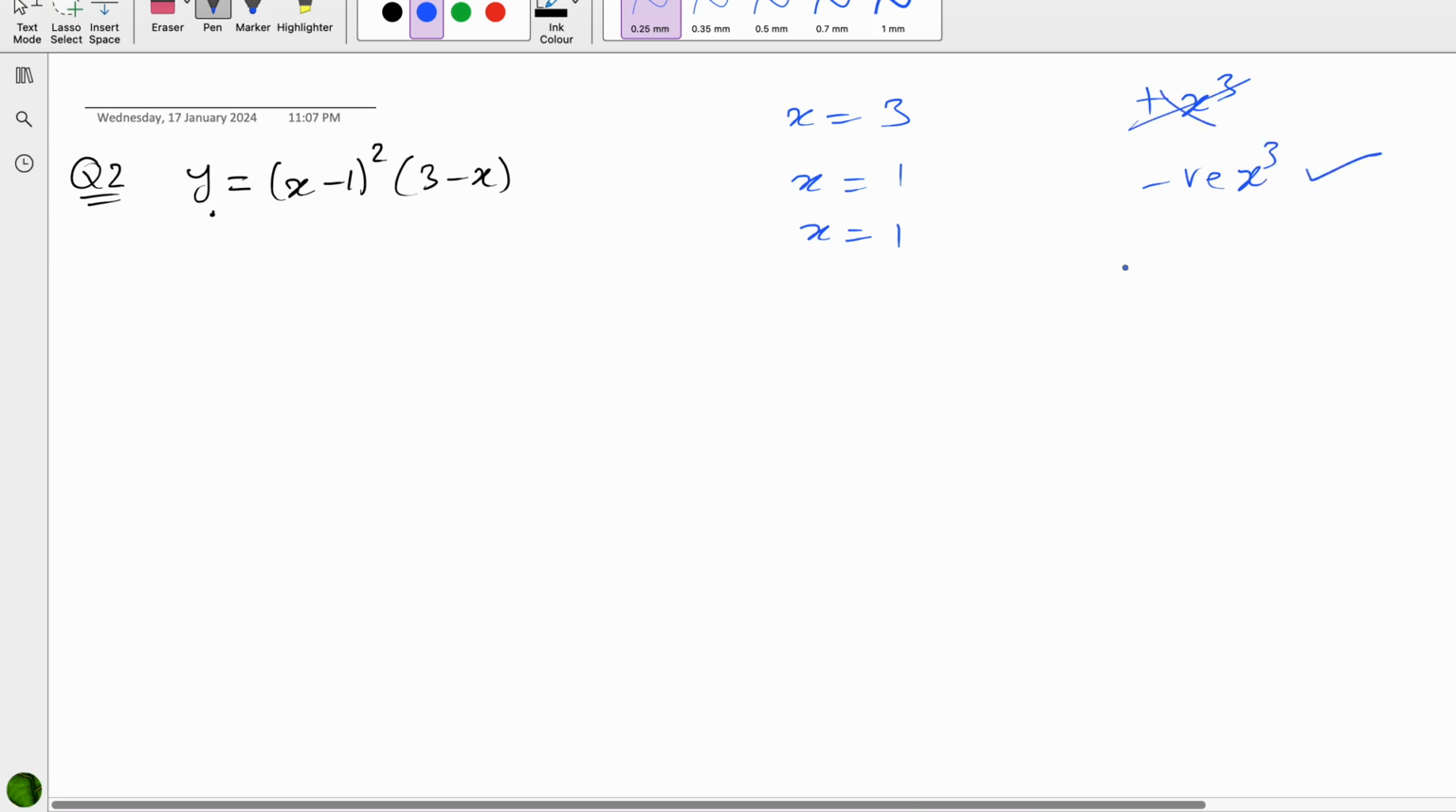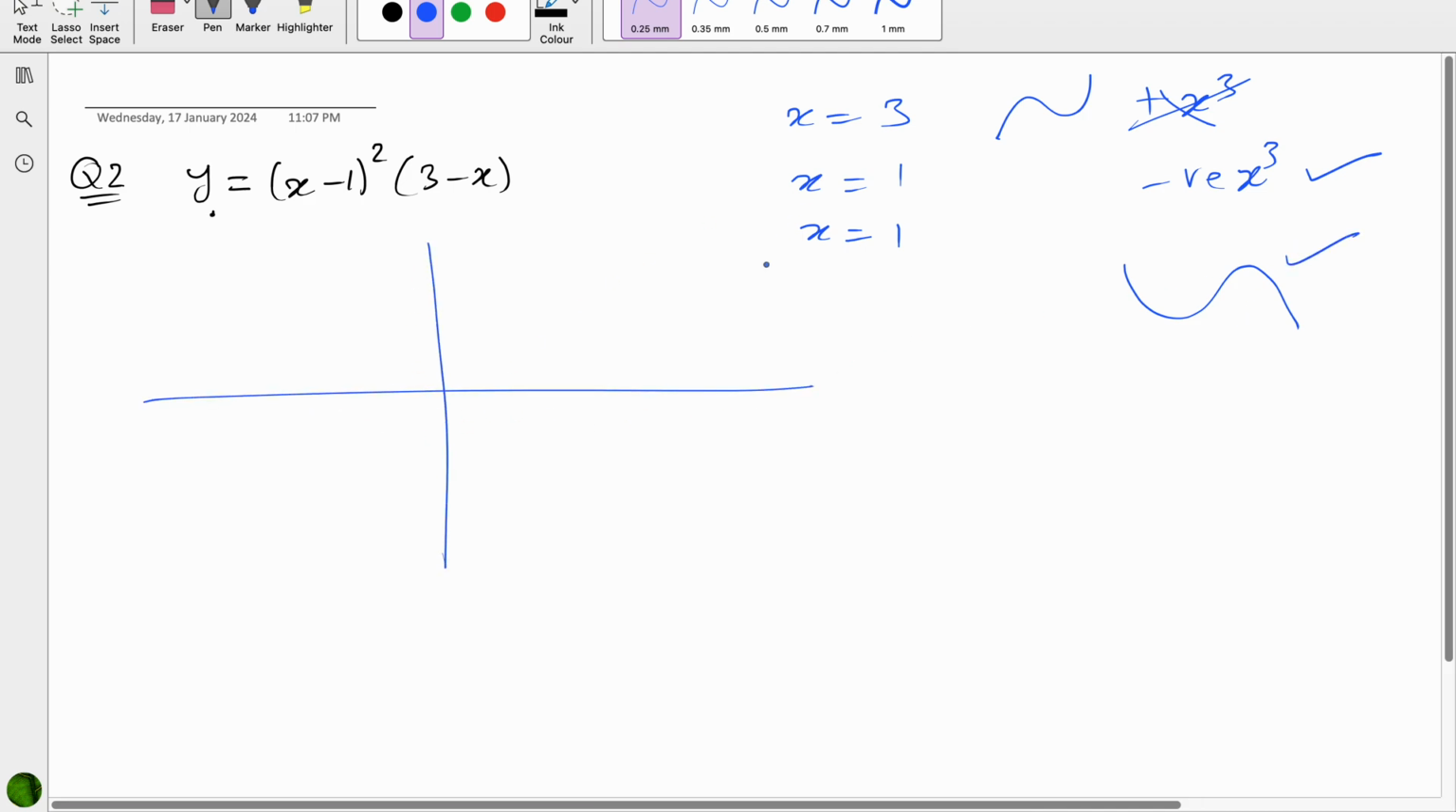So negative x cube appears like this. Positive x cube is this way, negative is this way, so we are sketching it. And we got intersection at 1, this is 2, this is 3. So making a tangent at 1, this should be my tangent. And my graph should cross at 3. Did you get the same shape?